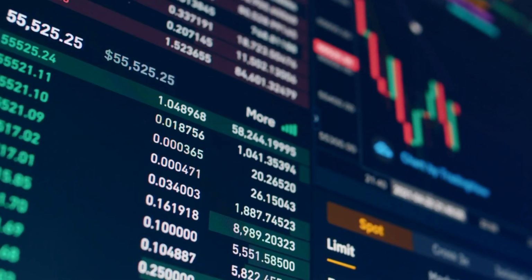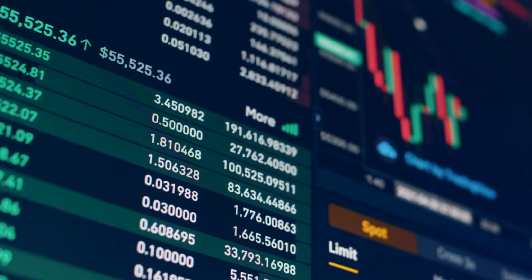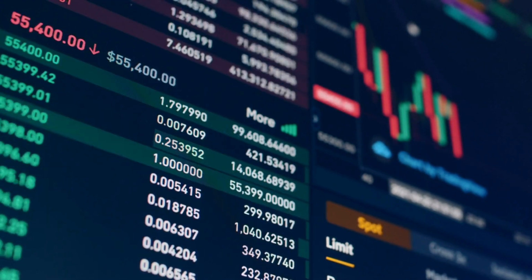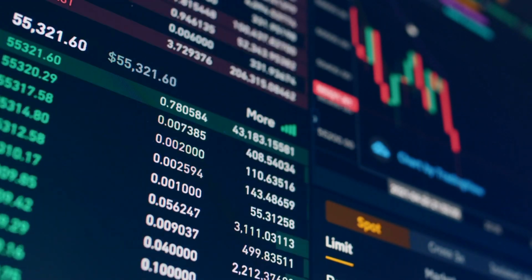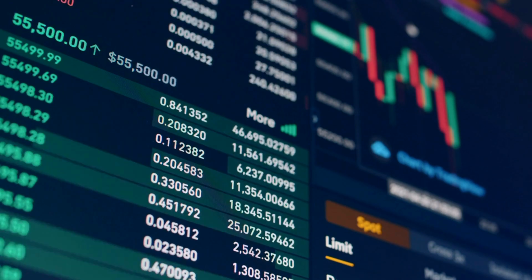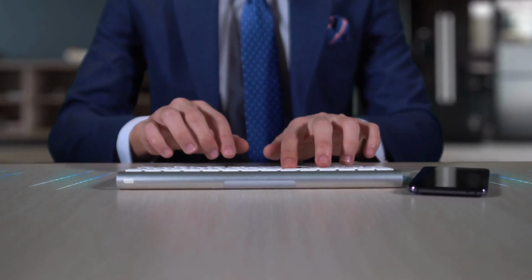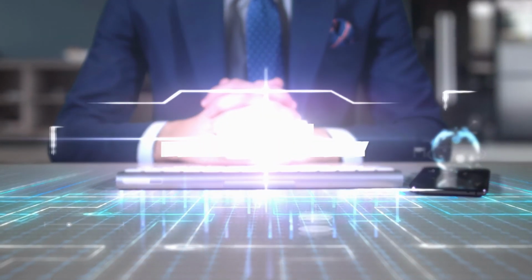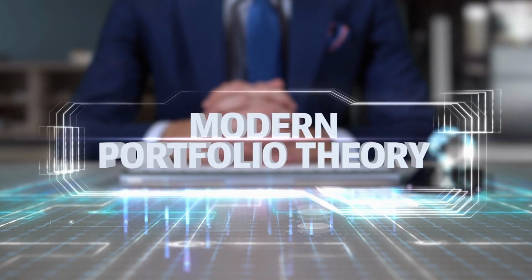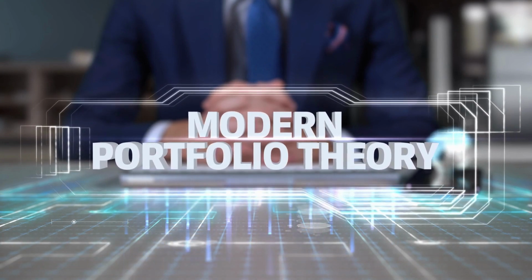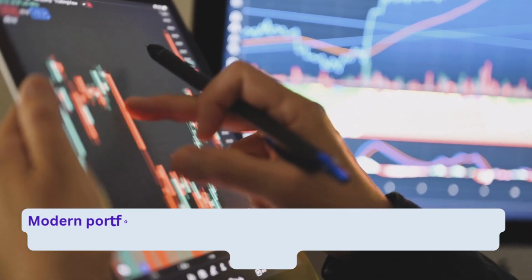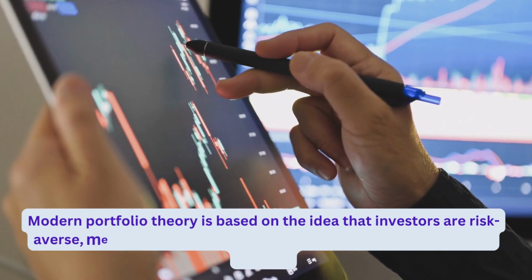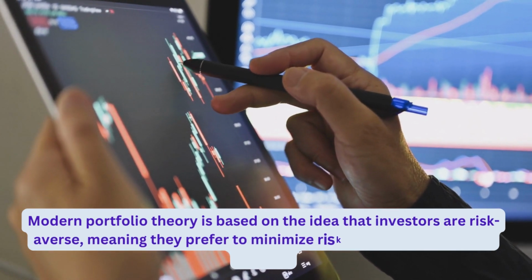Chapter 2: The History of Stock Markets and the Evolution of Modern Portfolio Theory. The book traces the history of stock markets, starting with the Dutch East India Company in the 17th century. Modern portfolio theory, which is a framework for understanding how to optimize a portfolio of investments, was developed by Harry Markowitz in the 1950s. At its core, modern portfolio theory is based on the idea that investors are risk-averse, meaning they prefer to minimize risk rather than maximize returns.